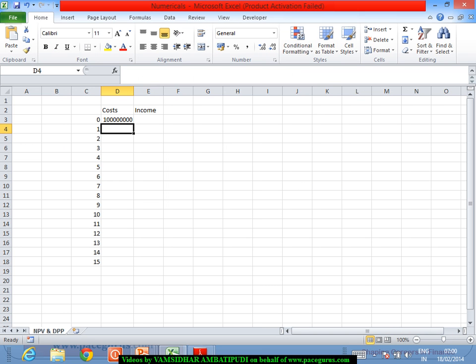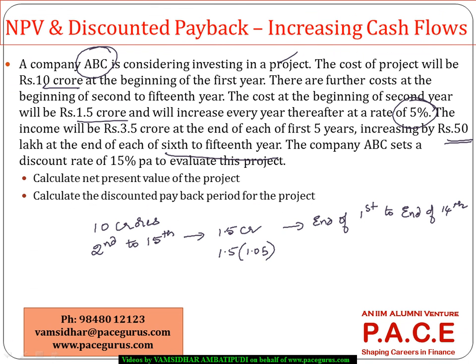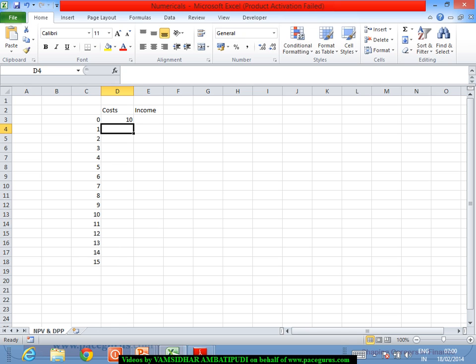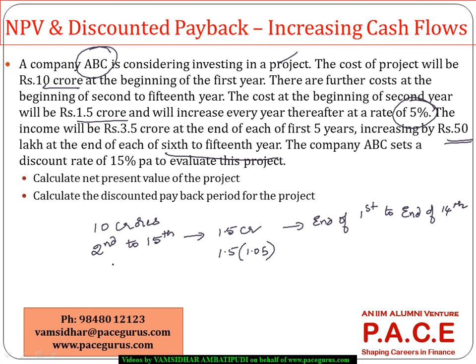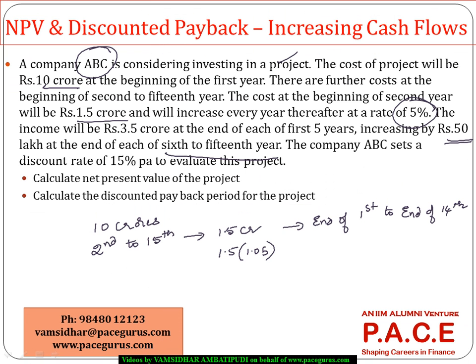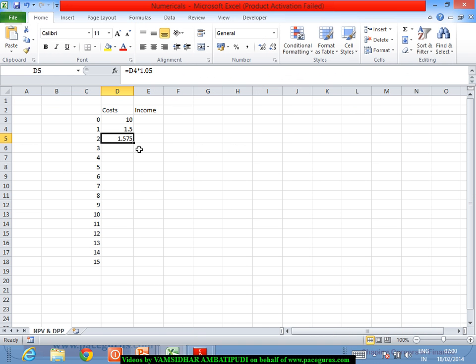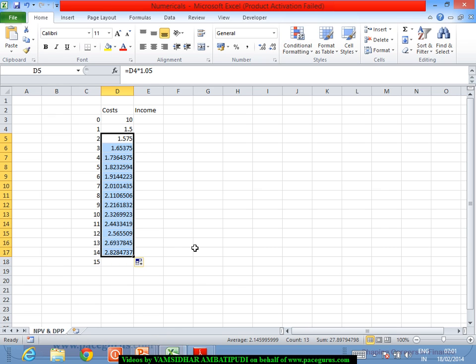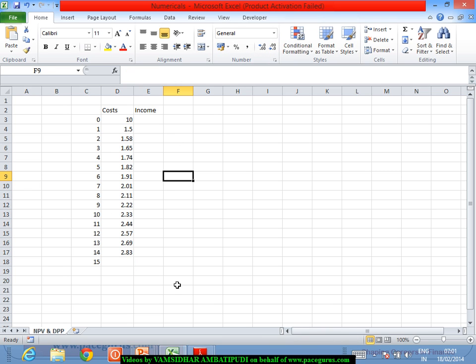So at the end of the first year, there is 1.5 crore. Probably it's better that we operate in crores directly. So 1.5 crores is the cost here. Like that, the cost at the beginning of the second year is 1.5 and it will go until the beginning of the 15th, means until the end of the 14th year. So this will get increased by 5% every year. These are the various costs that are incurred in each of the periods.